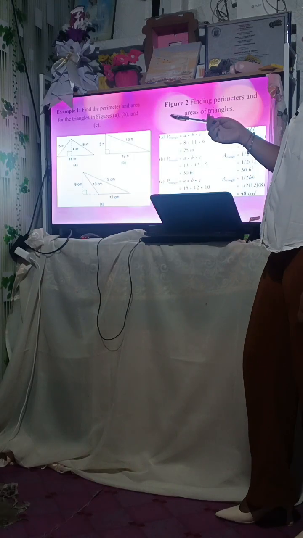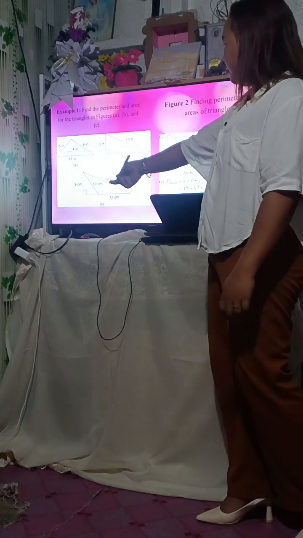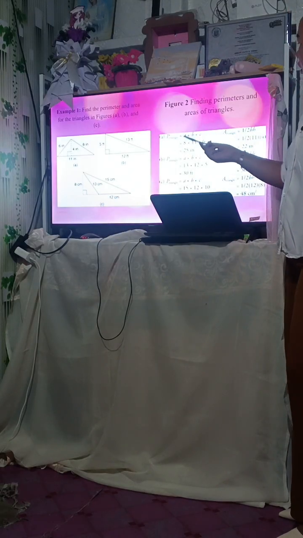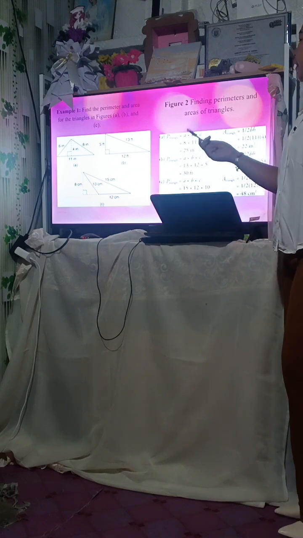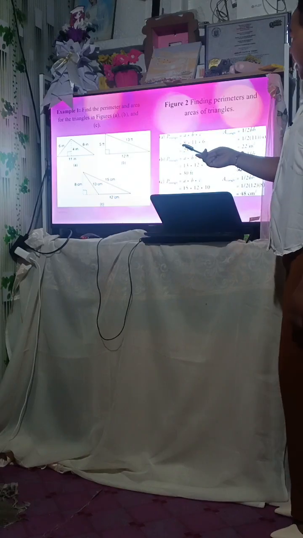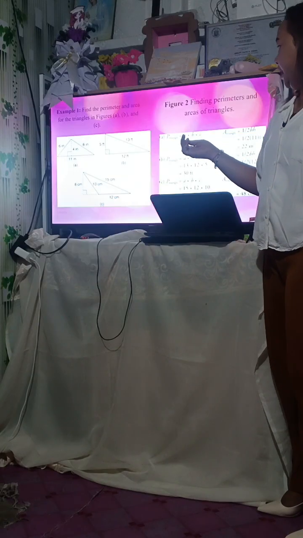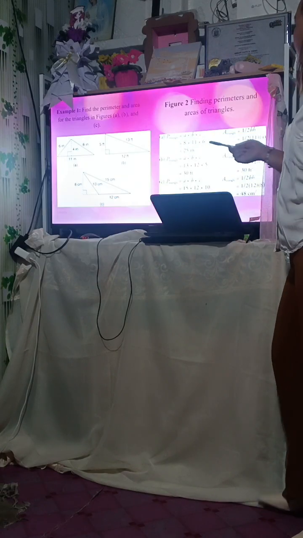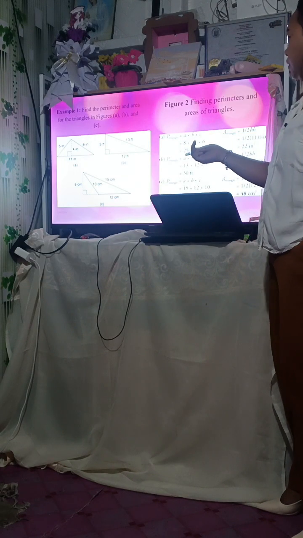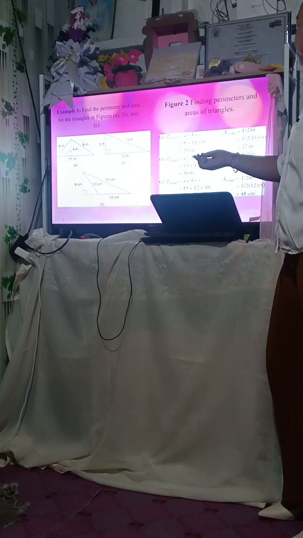So example number 1, find the perimeter and area for the triangles in figures A, B, and C. So this is figure A, B, and this is C. In figure A, we first find the perimeter of the triangle. The formula is perimeter of a triangle is equal to A plus B plus C. Our given there is 8, 11, and 6, so we will just add. Our A is 8, our B is 11, and our C is 6. So 8 plus 11 plus 6 is equal to 25. So the perimeter of the triangle in figure A is equal to 25 inches.